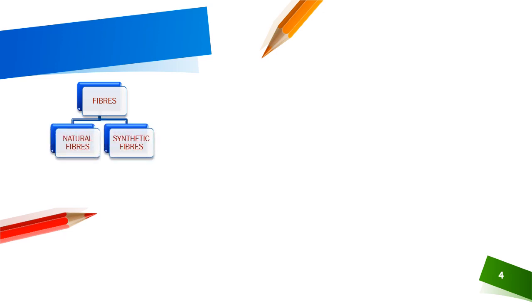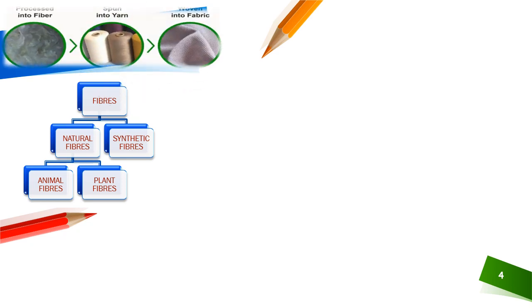Now here we have a flow chart which tells about the distribution of fibers into two categories, that is natural and synthetic fibers. And again natural fibers distributed into two, that is animal fibers and plant fibers. Now here we will be studying about the processing of a fiber into fabric. Fiber is first spun into yarn and then woven into fabric.